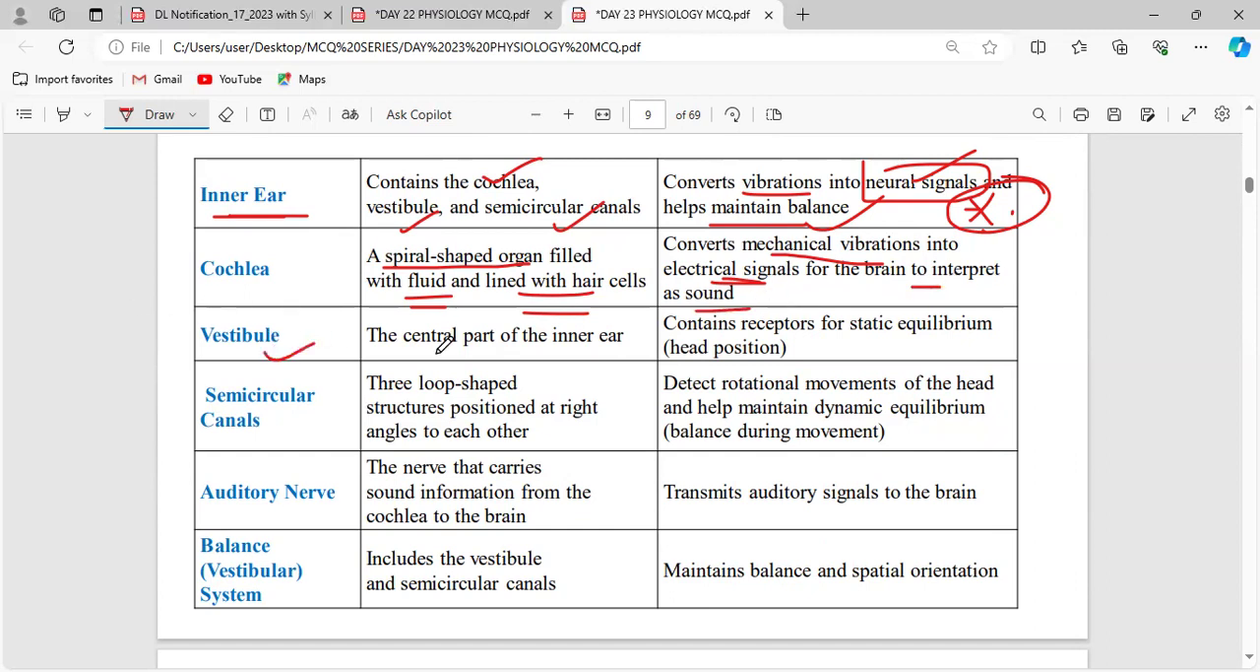Now, what is the vestibule? It is the central part of the inner ear, and what does it contain? It contains receptors, okay, for static equilibrium.